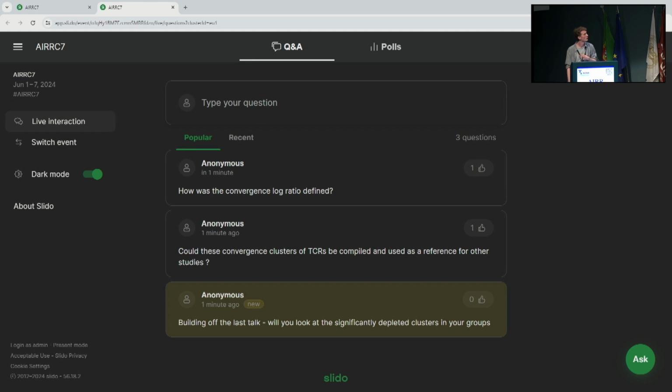Okay, second question. Could these convergence clusters of TCRs be compiled and used as a reference for other studies? Definitely, I think it's very interesting. It's a strategy that's quite common. If you have something very sparse and you have groups, you look at it per group instead of point by point, and it helps you overcome the noise and get something that can be statistically significant. So I think it's very interesting.